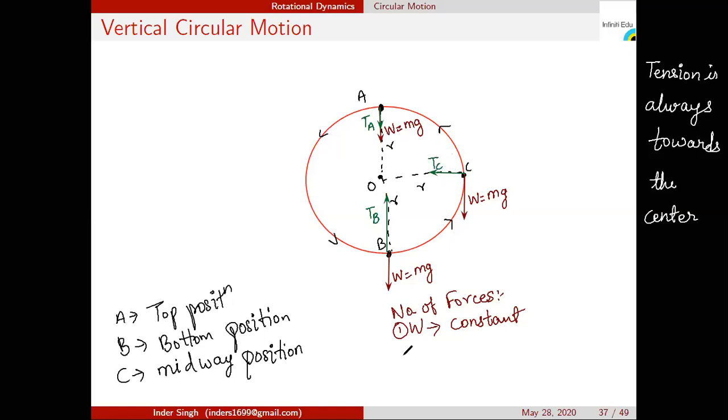Now the other force present in this vertical circular motion is the tension, and this tension is variable. It is not constant. Why is it variable? Because it is not only changing in magnitude: TA is very small in magnitude, TB is very large, and TC is between TA and TB. It also changes with direction. It changes both its magnitude and its direction. Tension is always towards the center, so at different positions the tensions are towards the center.